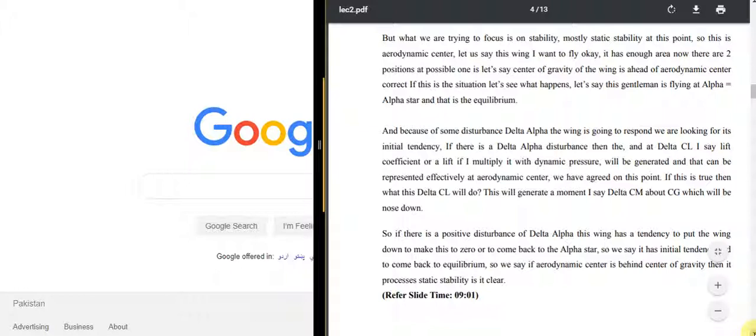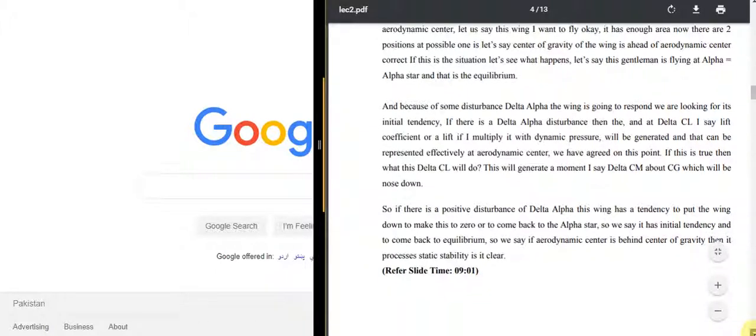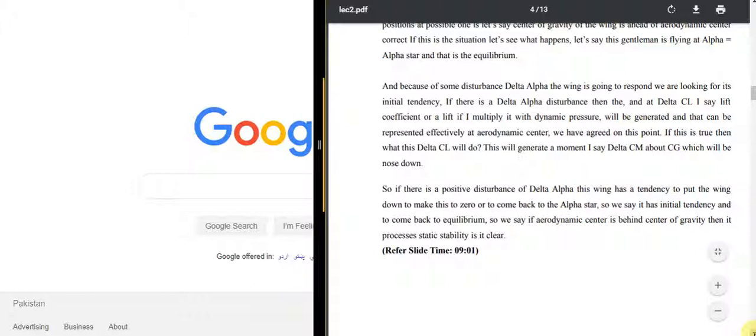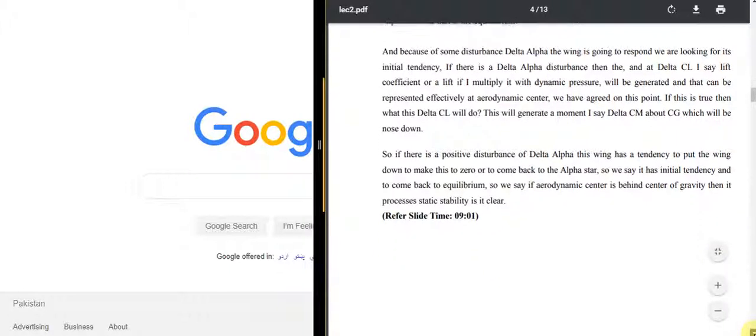If this is true, then what will this delta CL do? This will generate a moment, delta CM about the CG, which will be nose down. If there is a positive disturbance of delta alpha, the wing has a tendency to put the nose down to make this zero, or to come back to alpha star. So we say it has an initial tendency to come back to equilibrium. So if the aerodynamic center is behind the center of gravity, then it possesses static stability. Is it clear? Okay, I believe it's clear.